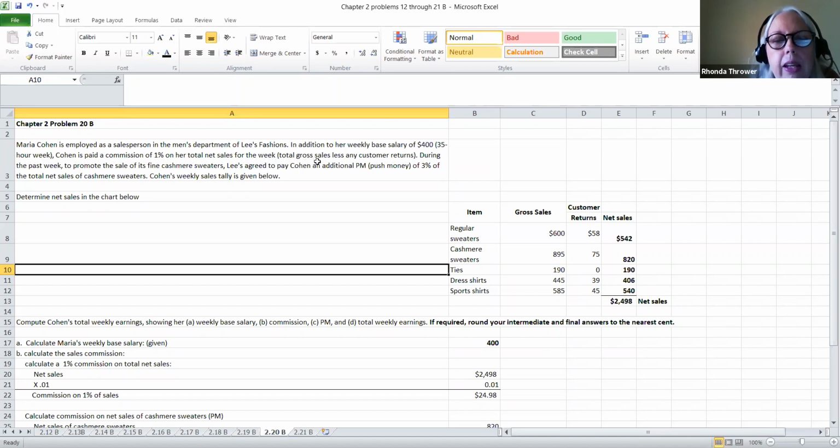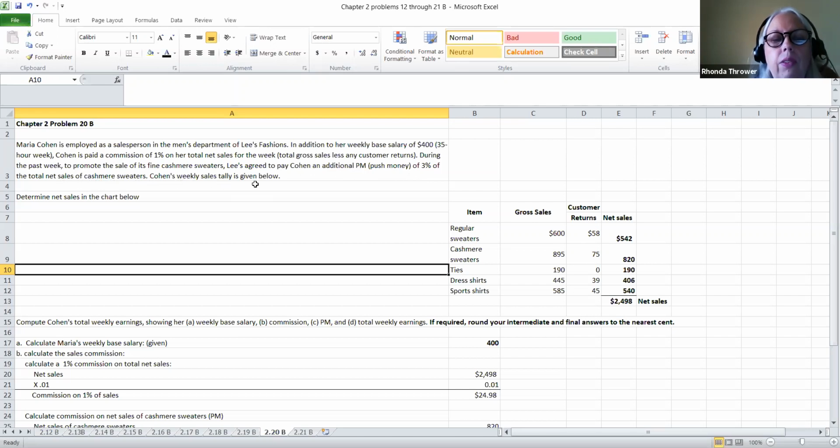To find the net sales, you'll take the gross sales and you'll subtract out any customer returns. That'll leave you with the net sales. And on the net sales, she gets a 1% commission on the total of that net sales. During the past week, to promote the sale of its fine cashmere sweaters, Lee has agreed to pay Cohen an additional push money of 3% of the total net sales of cashmere sweaters.